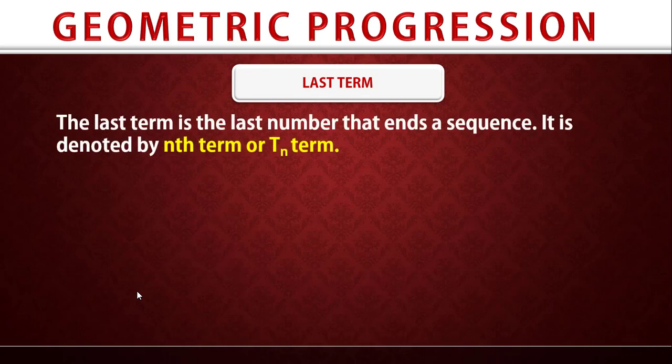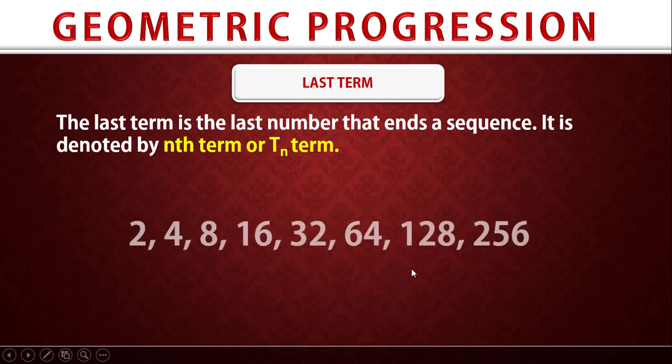So we're looking at the last term. What do we mean by the last term? The last term is simply the last number that ends a particular sequence, and we denote that by nth term, or you can write Tn. You get that? So let's look at a particular sequence. If you look at this sequence, it has an ending, and what is ending right here is this 256. So the last term here is 256. You get that?